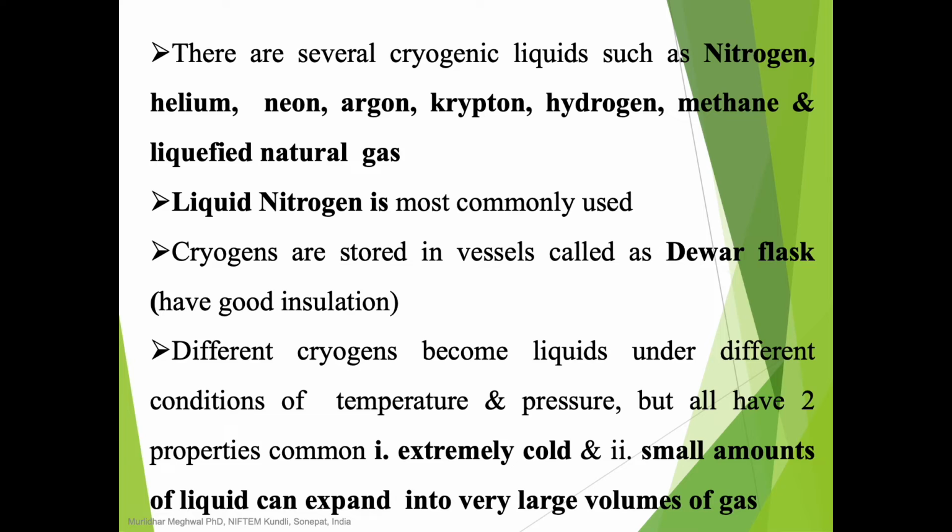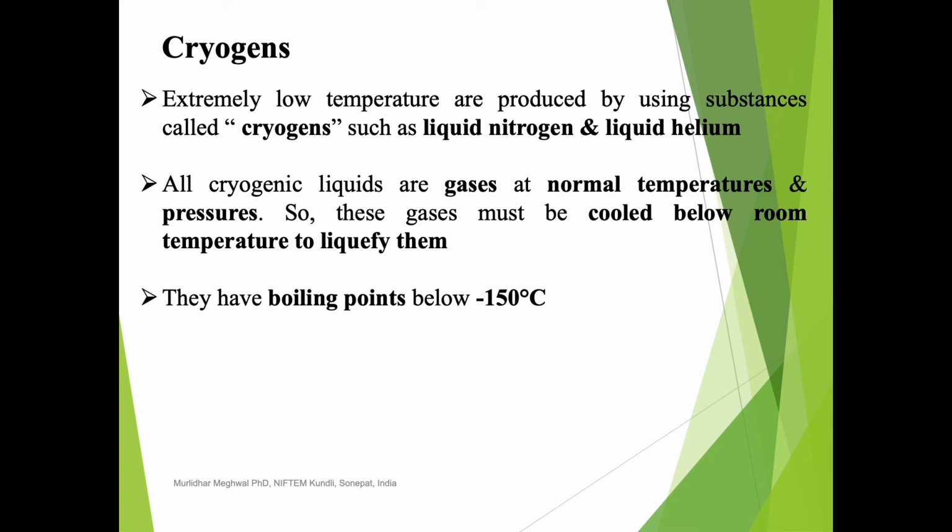There are several cryogenic liquids like nitrogen, helium, neon, argon, krypton, hydrogen, methane, or liquefied natural gases that can be used as a cryogen. Liquid nitrogen is most commonly used. Cryogens are stored in a vessel called a Dewar flask, which has very good insulation. These different cryogens become liquid under different conditions of temperature and pressure, but all have two properties in common. They are extremely cold and a small amount of liquid can expand to a very large volume of gas.